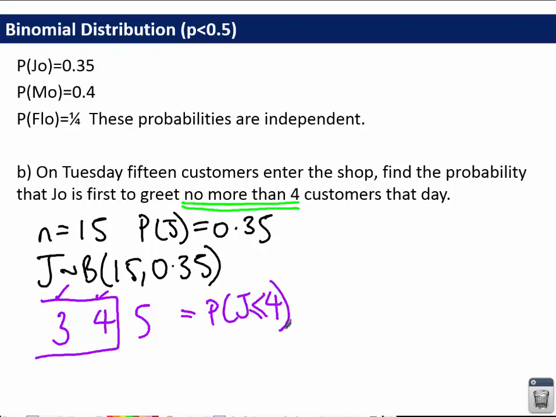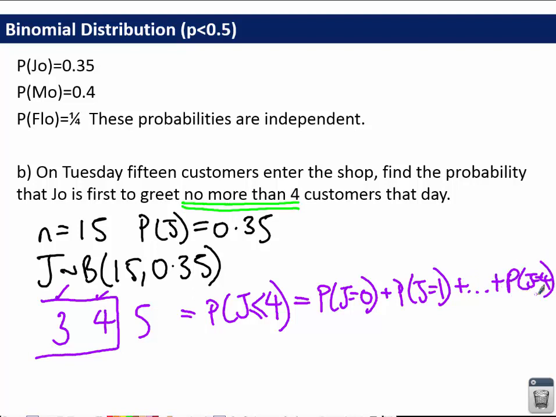Now, if we consider what we've done previously by working out exact numbers, that's the same as the probability that J equals 0 plus the probability that J equals 1 all the way up to the probability that J equals 4. That's going to take quite a long time to do. Is there another way of doing it? I don't really want to do all that work. Well, there are some tables, and I was hoping you could maybe show everyone what the tables are. Yeah, of course I can.